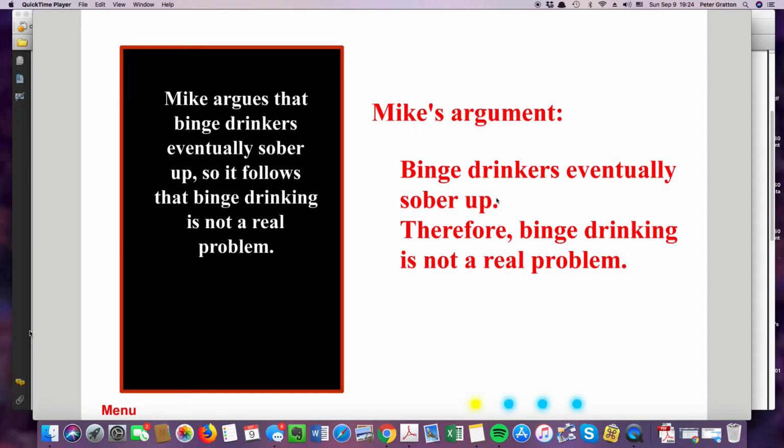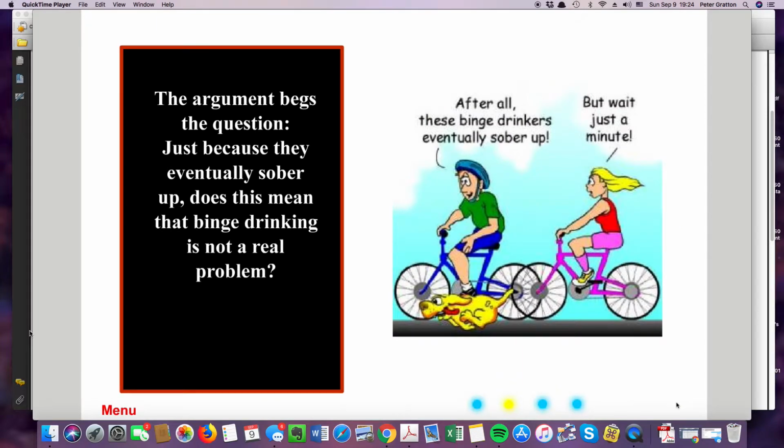Binge drinkers eventually sober up, therefore binge drinking is not a real problem. The argument begs the question: just because they eventually sober up, does this mean that binge drinking is not a problem? See how this leads you to it begs a question. It's moving around the main issue. People are not against binge drinking because they eventually sober up, and that makes it not a problem.